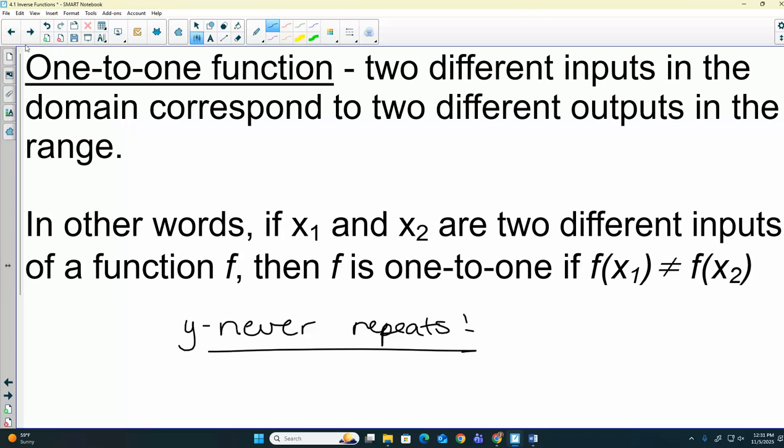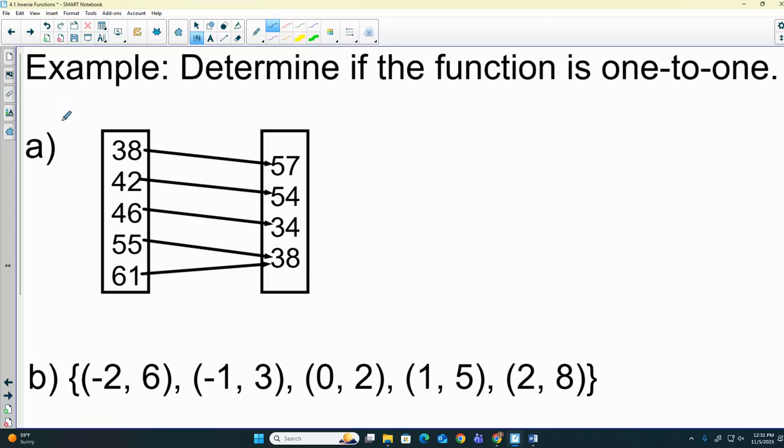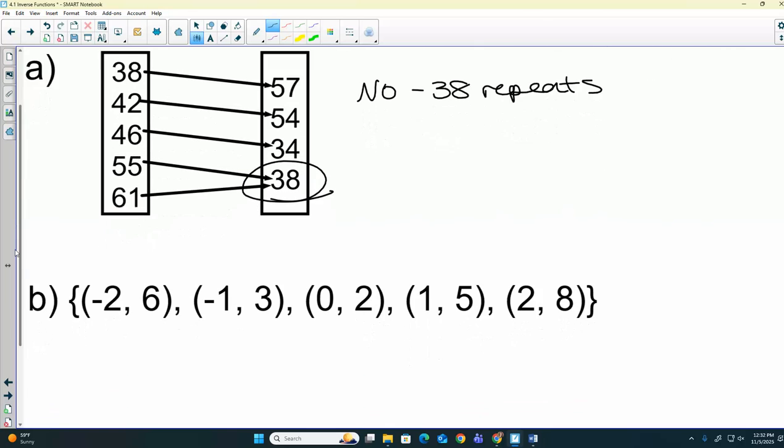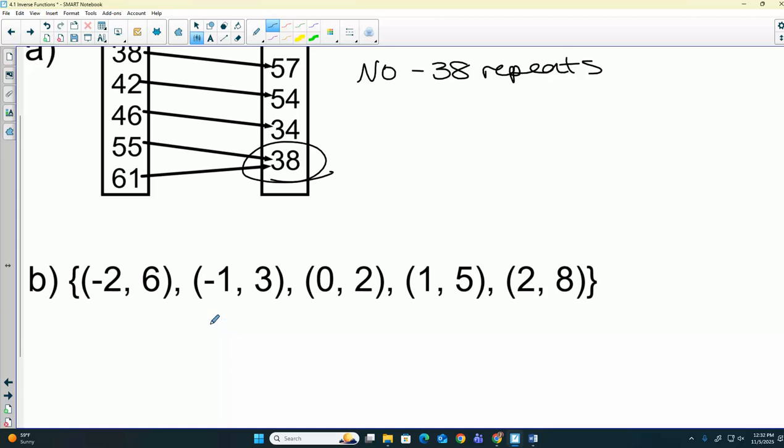So first, let's decide if things are one-to-one. We saw these, we did some of the same types of problems when we were trying to decide if something was a function or not. Would this first one be one-to-one? No. Why? Is this one one-to-one? Yes. If I look, my y values are 6, 3, 2, 5, 8. Y never repeats.